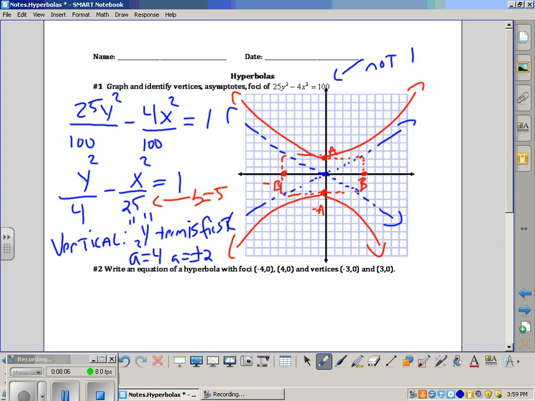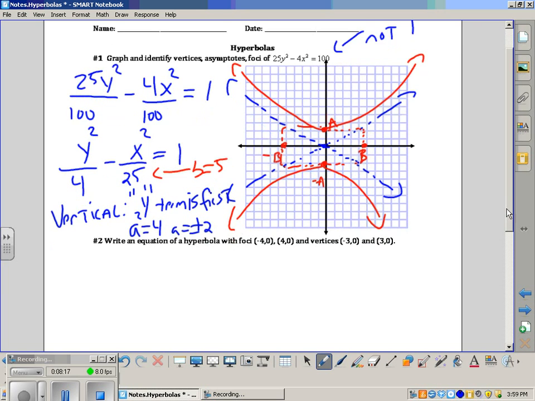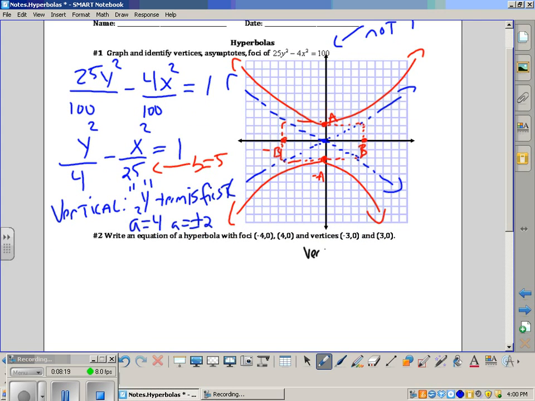We have a couple more things to do, and I'm sort of out of room, but let me see. So we have to figure out the vertices. Well, the vertices are easy. They're the vertices. And we need to figure out the equation of the asymptotes.